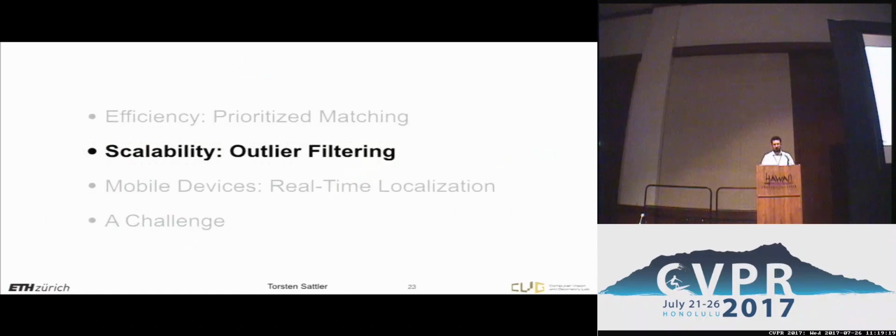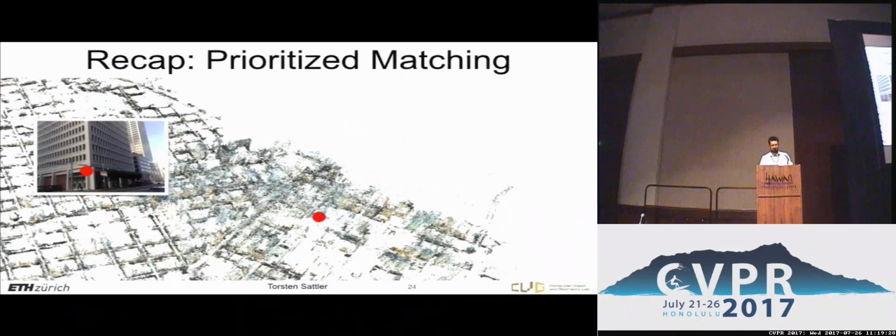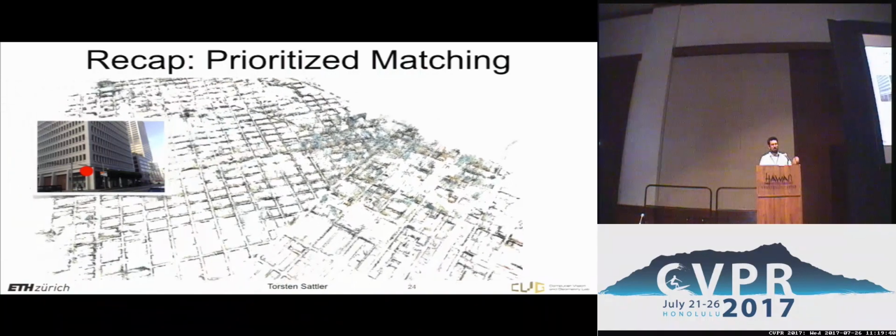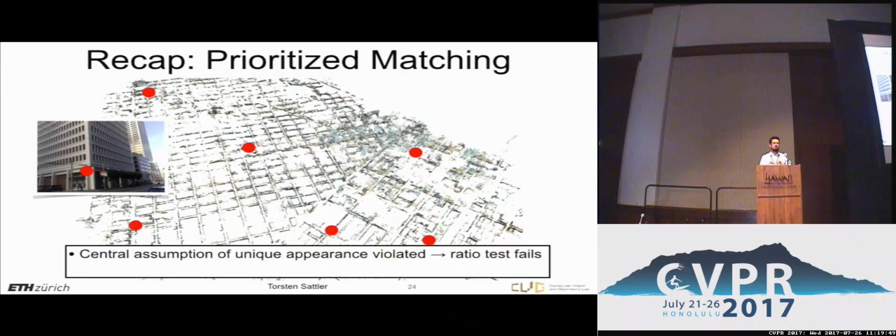So the second part then is about outlier filtering. And if you recapitulate prioritized matching, the idea was that given a query image, you try to find correspondences based on a descriptor match. And at small scale, or medium scale, this works really well, because there's at most one unique match. But if you go to large scale, then most likely there are multiple local structures with the same appearance. And this essentially violates the central assumption of this ratio test that you get a unique nearest neighbor, and that if you're not unique, then you have a wrong match. If you have identical structures, a ratio test will always fail.